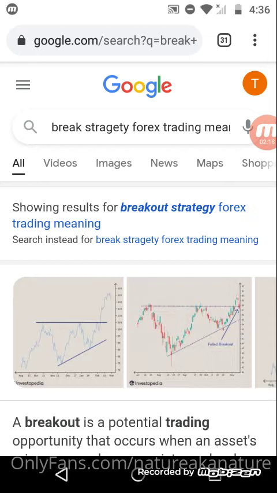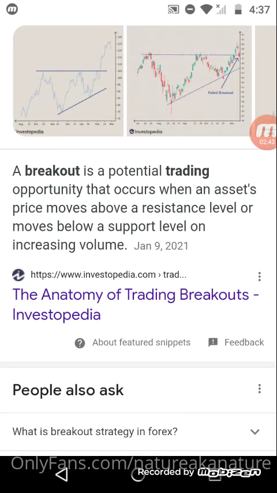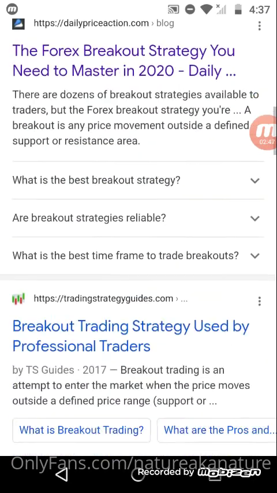Alright, so we're going to dive in more and give y'all some examples and illustrations of what a breakout is in the Forex market and what that means. A breakout is a potential trading opportunity that occurs when asset price moves above a resistance level or below a support level with increased value, so with ease. Let me show y'all some examples also.